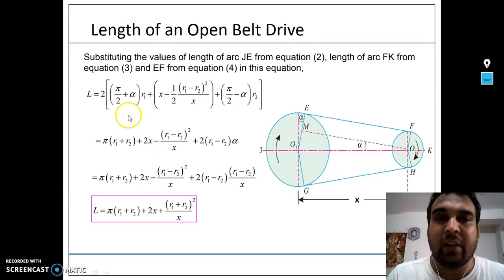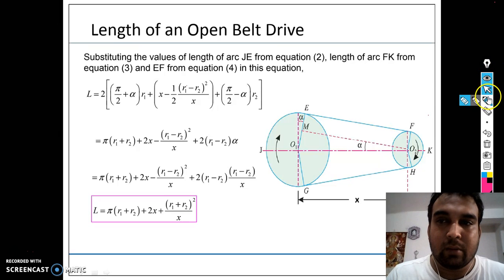Now when we put all the values in the length and take twice, we get these equations. Further we solve these equations, we get pi (R1 plus R2) plus 2x minus (R1 minus R2) upon x plus 2 (R1 minus R2) into alpha. And further solving it, we get pi (R1 plus R2) plus 2x plus (R1 minus R2) whole square upon x. What we do, put minus here. This one is minus, it is not plus.